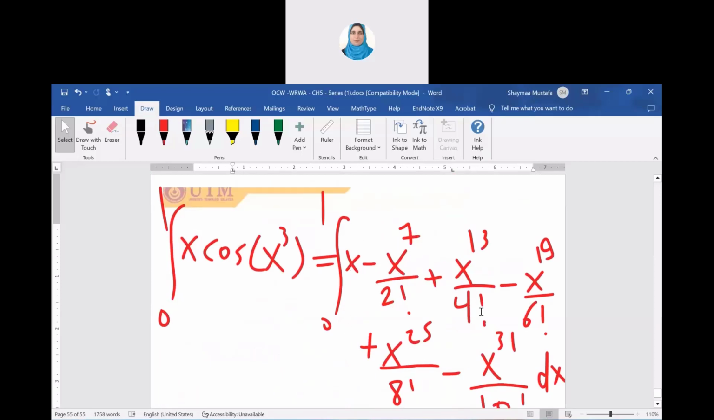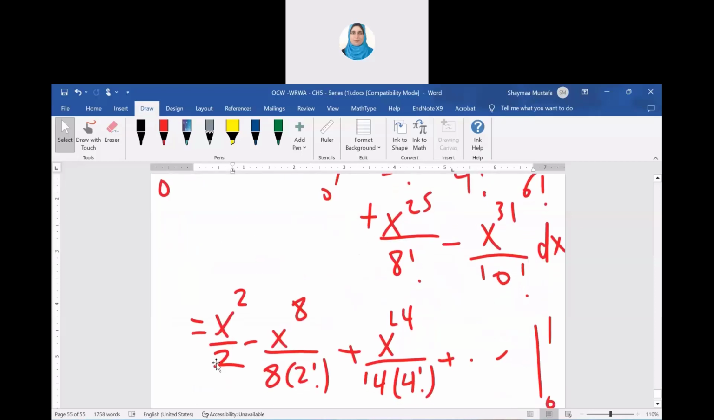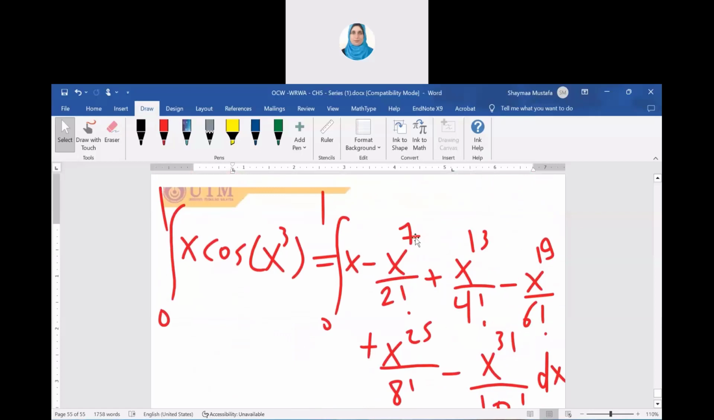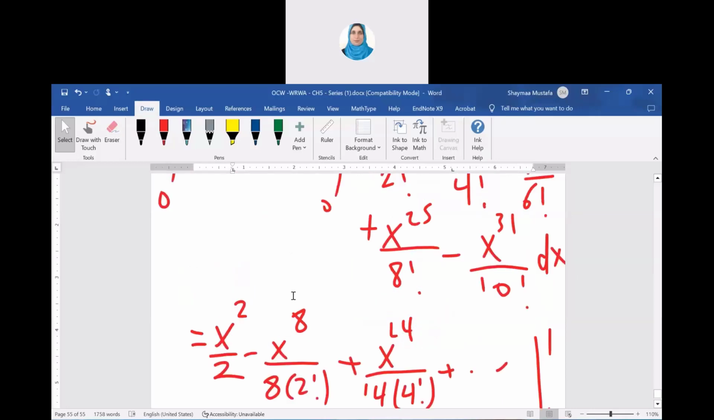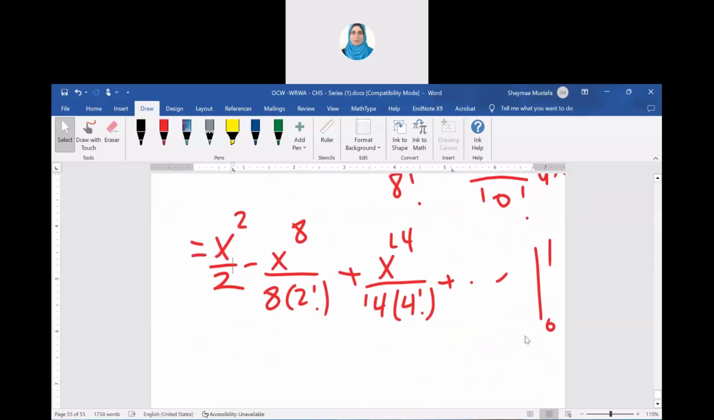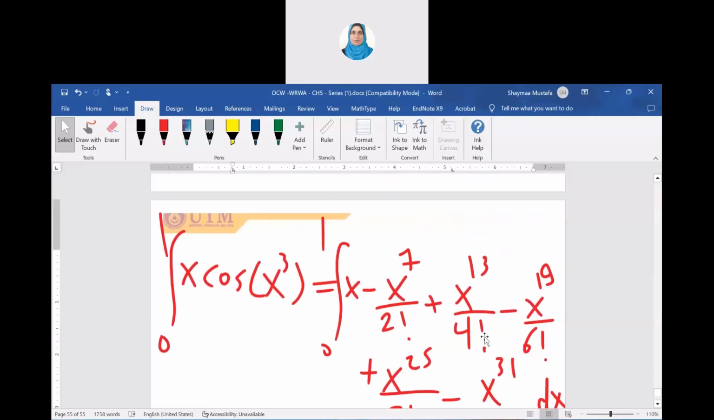After you multiply by x, integrate the Maclaurin series from 0 to 1. The Maclaurin series is easy to integrate because these are power functions. Just add 1 to the power and divide by the new power. 1 plus 1 is 2, thus the integration of x is x squared over 2. Here 7 plus 1 is 8, so x to the power 8 divided by 8 multiplied by 2 factorial, for all the terms from 0 to 1.